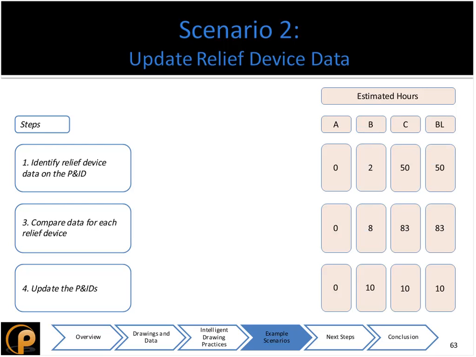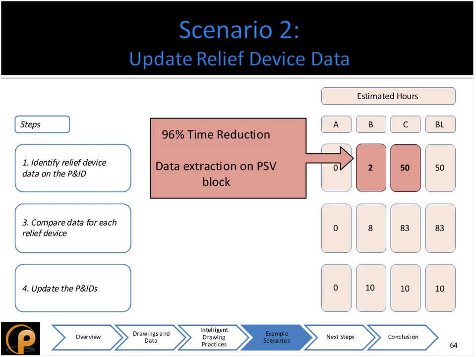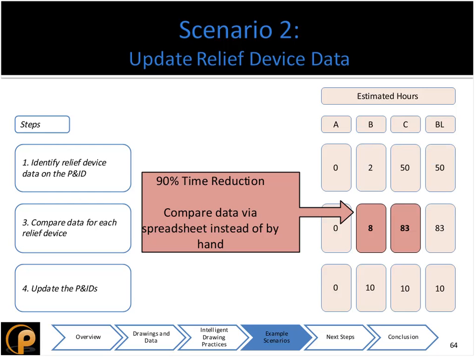So now if we look at this information altogether, you can see that we save a ton of time by being able to extract all the information off the drawings and not having to go drawing by drawing, one by one, looking for the PSV data. And we can save even more time when we're able to do that comparison between the P&ID information and the release systems database information via some spreadsheet or some other software.